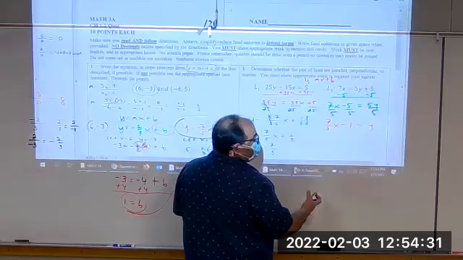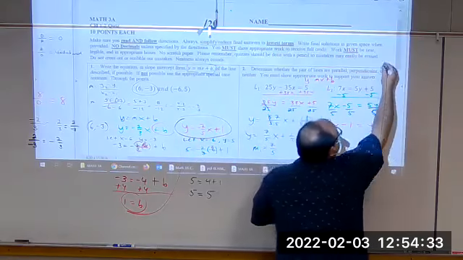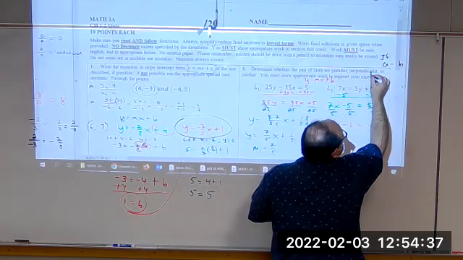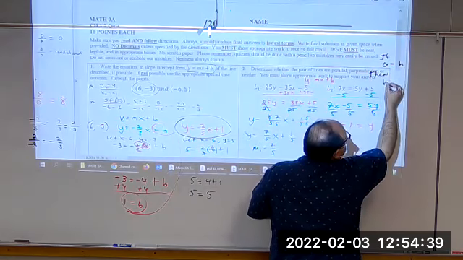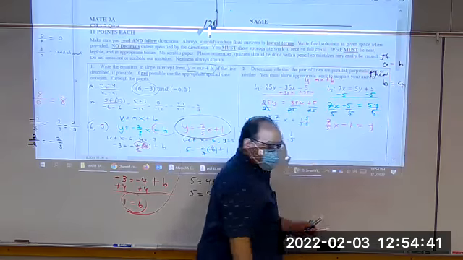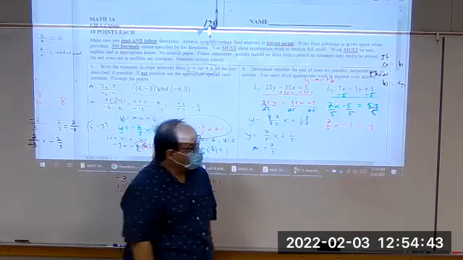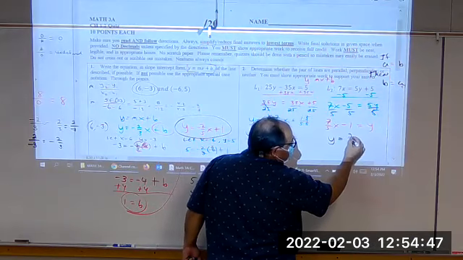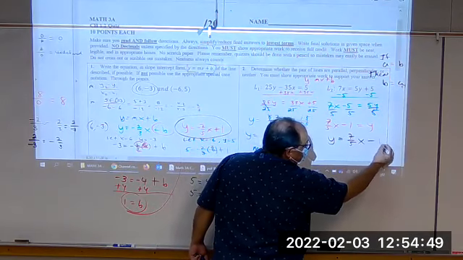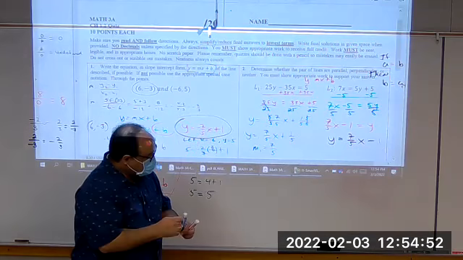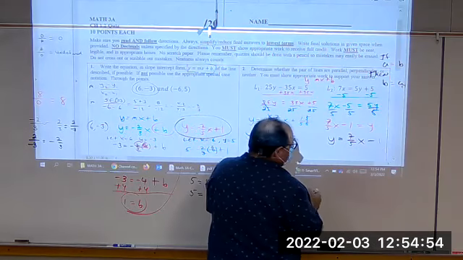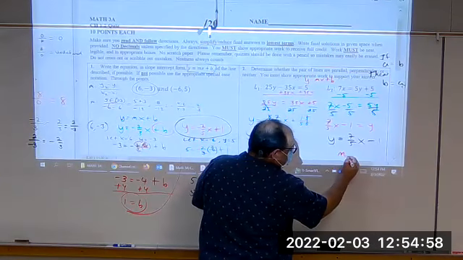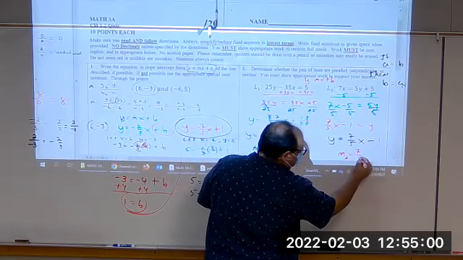The symmetric property of equality says if A equals B, then B is equal to A. You can switch around. So y would equal 7 over 5x minus 1, which means the slope of line 2 is 7 over 5.